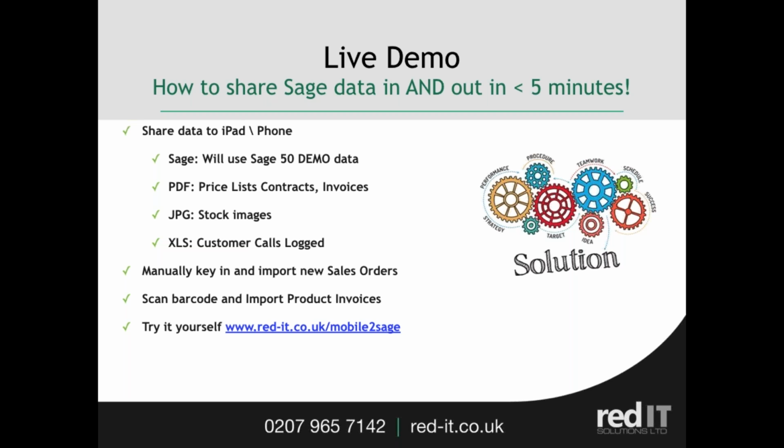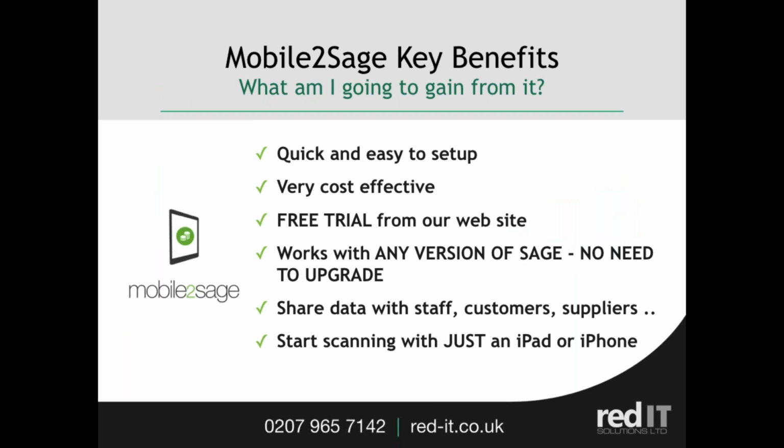So, key benefits. Really quick and easy to set up. All you need is the FileMaker Pro app on your machine with Sage on it. The users can then be sent or emailed a link to start the application up from their iPhones or iPads.